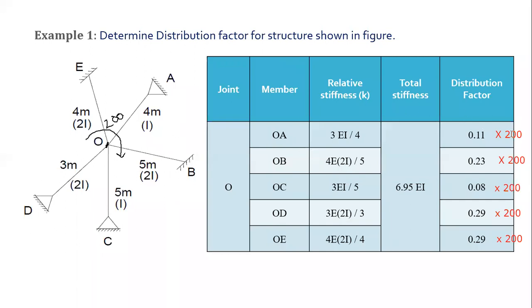That means what I'll be getting here is 200 into 0.11, which is 22. That means the first member, OA, will be carrying a moment of 22 kilonewton meter. Is that clear? So similarly, you can get the idea of all members' moment carrying capacity.